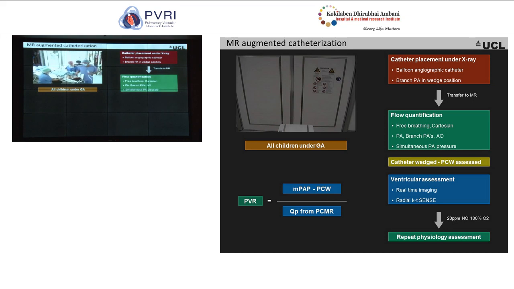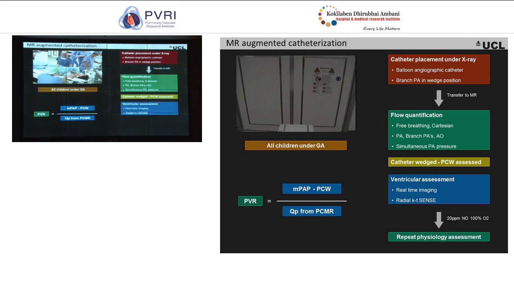Then they transfer over into the MRI scanner. This is someone coming out, but it would go the other way, all under anesthetic. They have flow quantification in whichever vascular beds are of interest, so in this case the branch pulmonary arteries, simultaneous measurements of the pulmonary artery pressure, ventricular function measurements, and then any nitric oxide studies which are required to work out the vascular resistance in each bed.